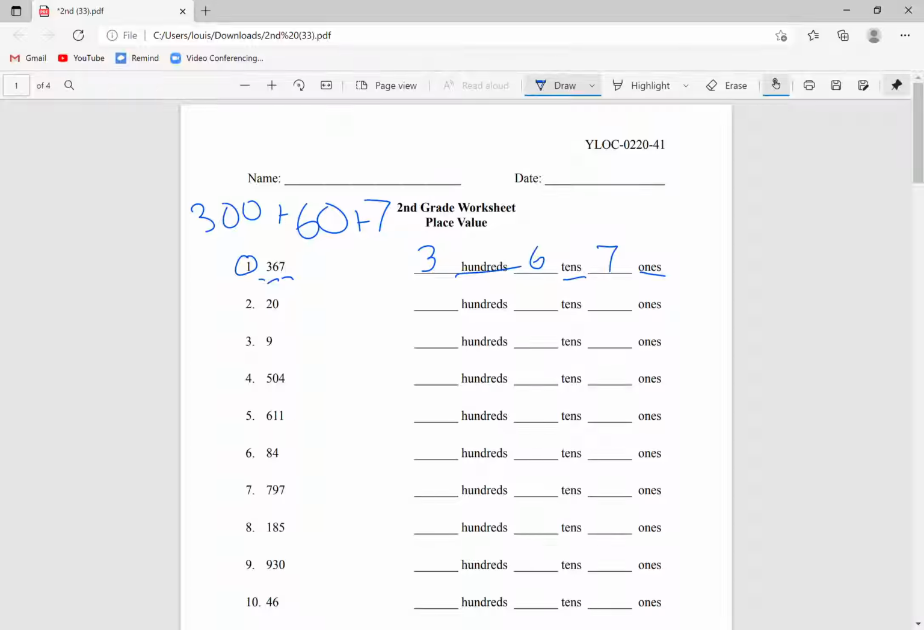Each of these is a placement, and it's very straightforward if you keep thinking about it. Let's say for numbers such as number 3, where it's just 9. Well, there are no hundreds, there are no tens, and there's only the ones place. So for numbers such as number 3, you will simply write 0 hundreds, 0 tens, and 9 ones, because we see in this number it is only 9, so we would leave it at that.